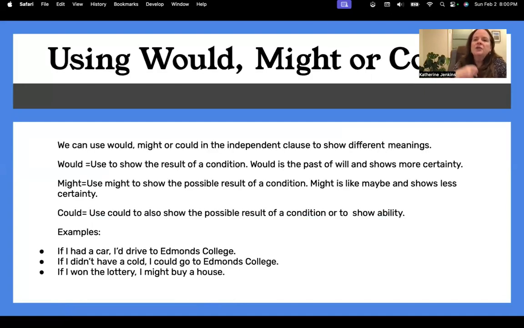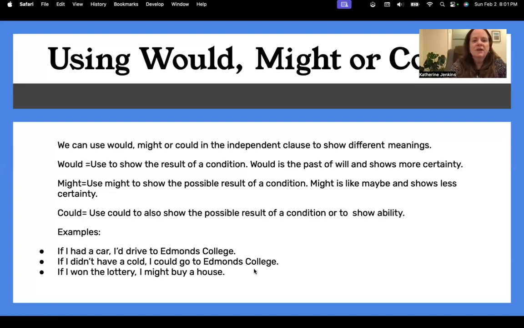I told you about would, but we can also use might and could in the independent clause. Okay. Would is used to show the result of a condition. Would is the past of will and shows a lot of certainty. Might is like maybe. Might shows less certainty. And could is used to show possibility or show ability. Like, if I practiced very hard, I could play the guitar very well. Okay, there's an example.